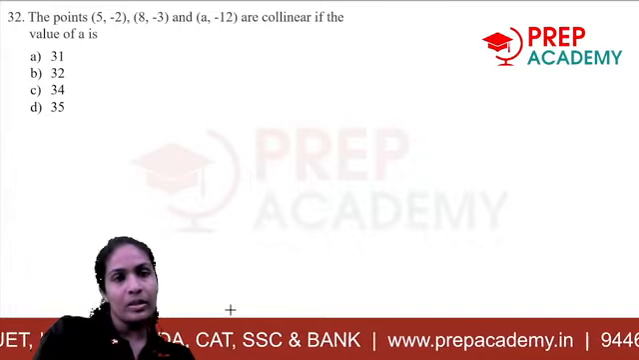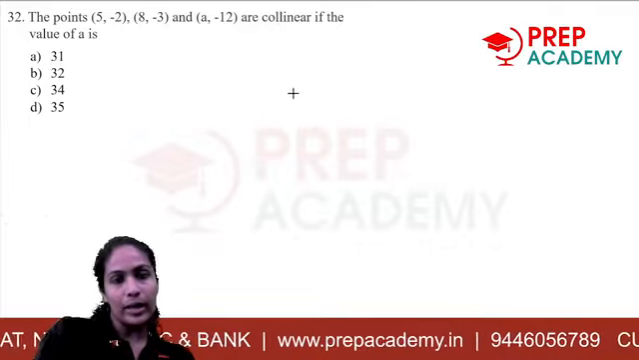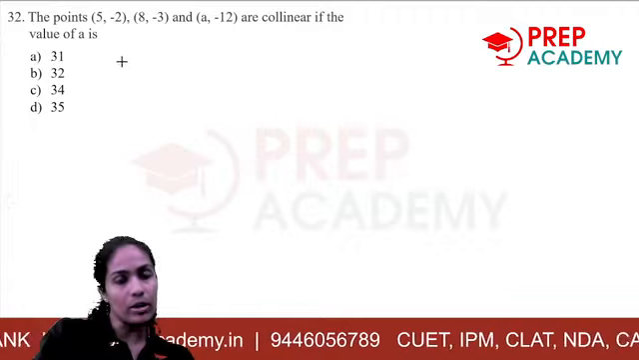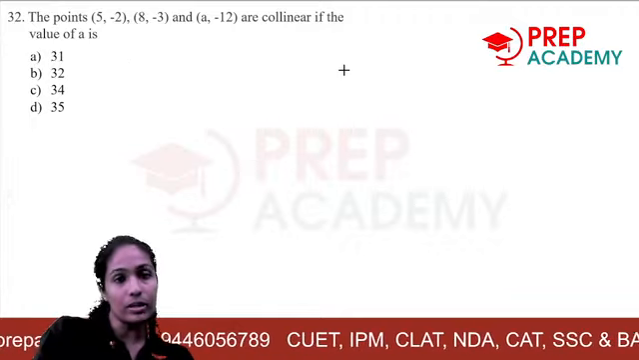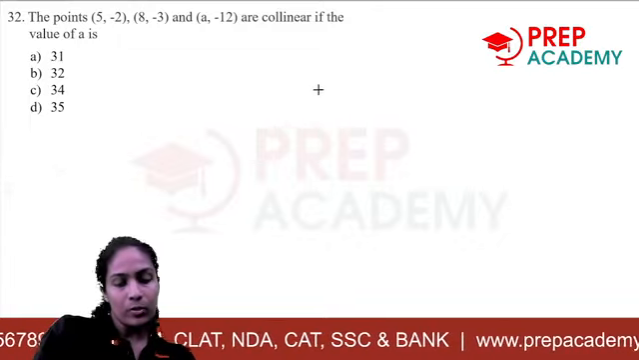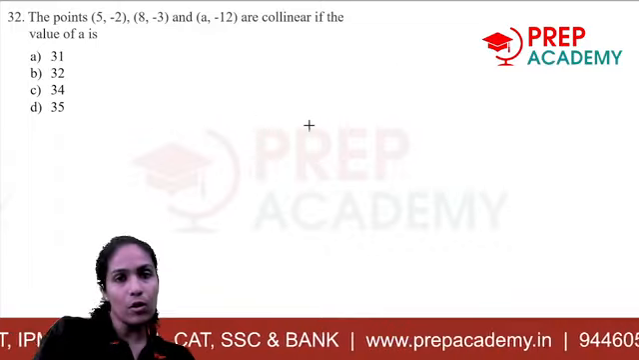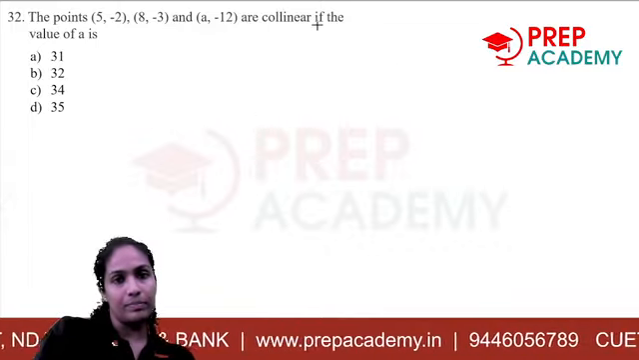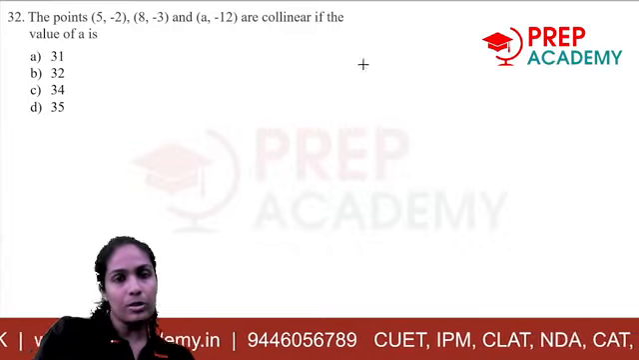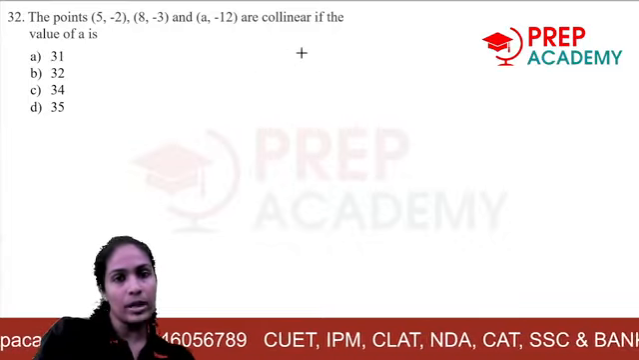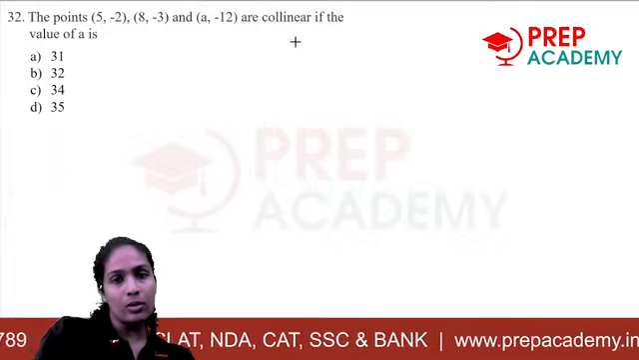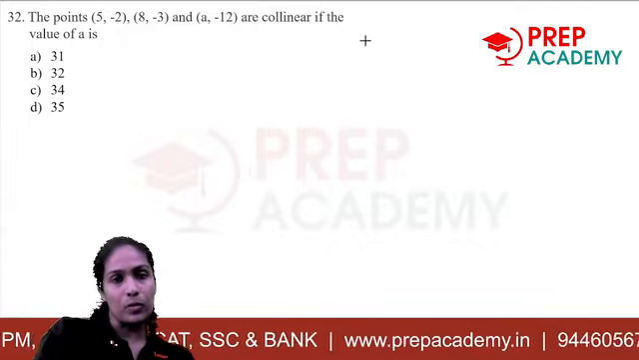Next question. The points (5, -2), (8, -3) and (a, -12) are collinear if the value of a is: option A 31, option B 32, option C 34 and option D 35. If three points are collinear, then they will not form a triangle. So the area of the triangle is equal to 0. The collinear points cannot form a triangle, so we write the area of the collinear points as 0.